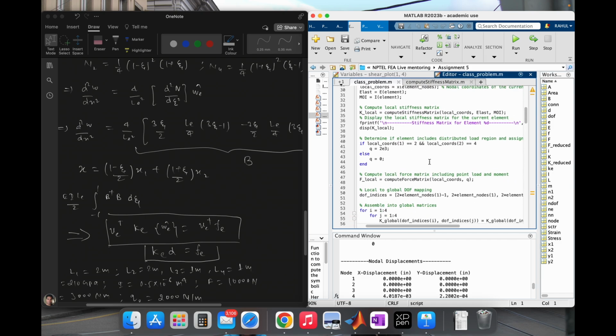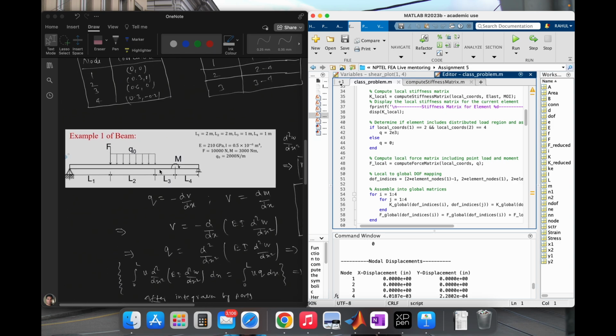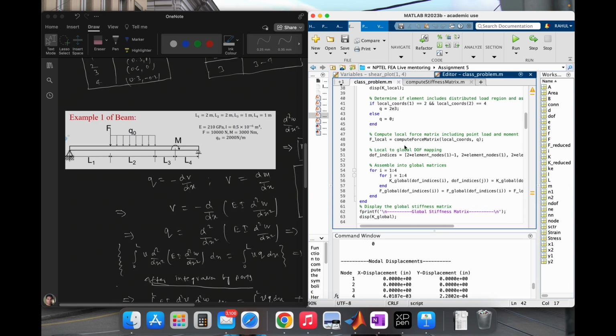Now we will move to the force matrix. For the force matrix we will use the load which is given. Here we already saw that this is not a boundary condition, this is the uniform distributed load. We can see that the uniform distributed load is only acting on element 2 when the nodal coordinates are 2 and 4. So that's why I have used the UDL when the nodal coordinates are 2 and 4. Otherwise, on other elements, no UDL is provided.